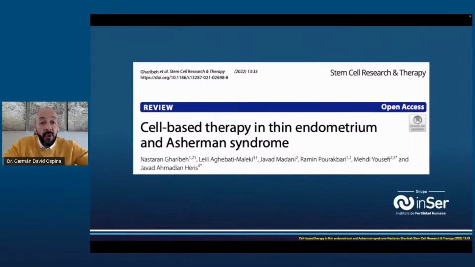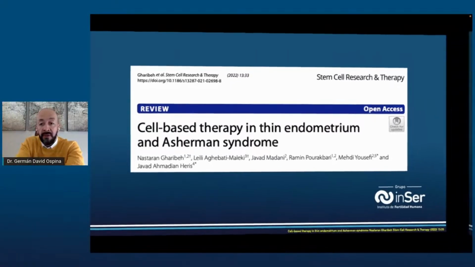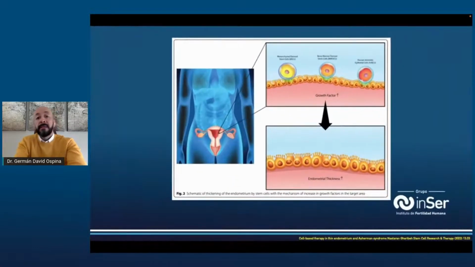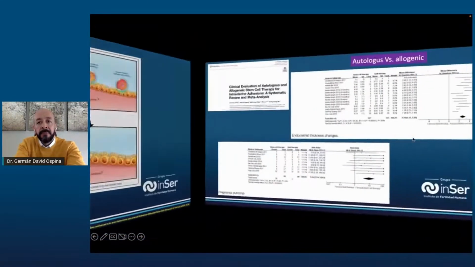Okay, this is a good piece of research published by Dr. Garbi in 2022, just a few months ago, and it gives us the idea that growth factors could improve the endometrial thickness just through the stimulation of the cells around the endometrium. It's not a big deal, the origin of the cell. Maybe the final effect will be the same.